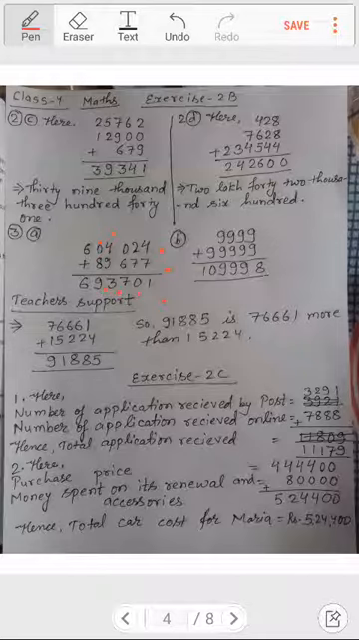In the same way 9, 9, 18, carry 1, 9, 9, 18, 1, 19, again carry 1, again 9, 1, 10, and 9, 19, carry 1, again here 9, 9, 18 and 1, 19, so 9, 1, 10. In this way you can add it.